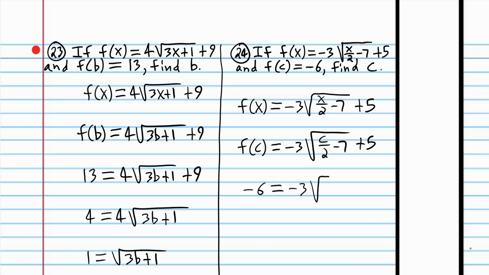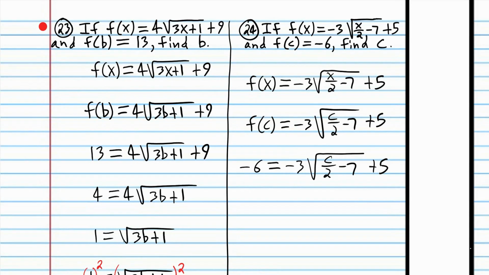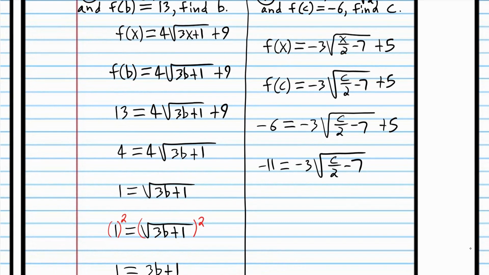Remember, f of c represents the output. And we have to make sure that the plus 5 is outside of the square root, or else things can get confusing. Okay, so now we just need to isolate the square root in order to solve the equation. So I'm going to subtract 5 from both sides of the equation. Then I'm going to divide both sides by -3.